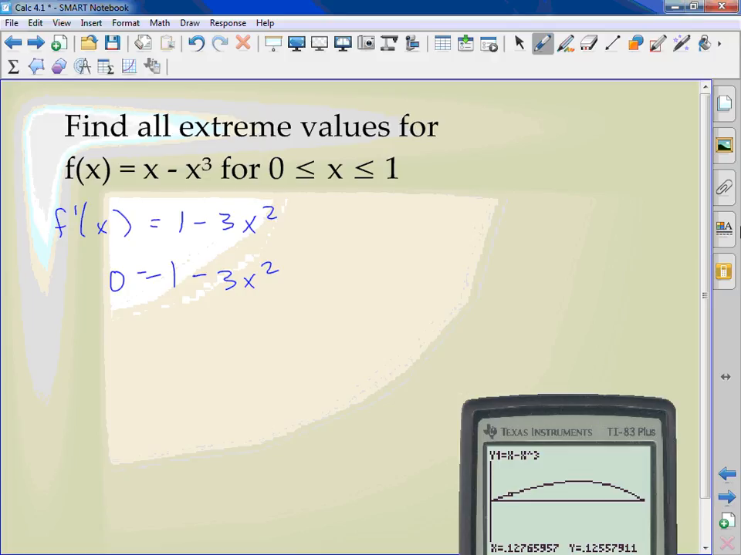What do I need to do first? Add the 1 over to the other side. Or subtract over, sorry. My equals look like a minus. Subtract it over. Now I need to divide by 3. So I have, or divide by negative 3. 1/3 equals x squared. Take the square root. So x equals plus or minus the square root of 1/3.